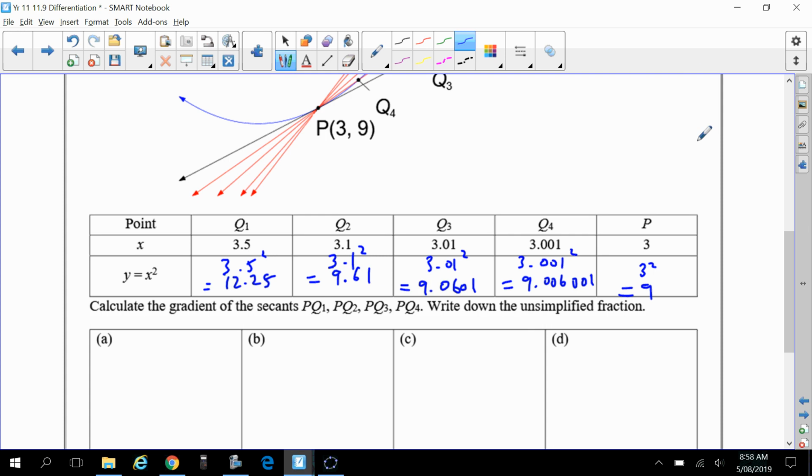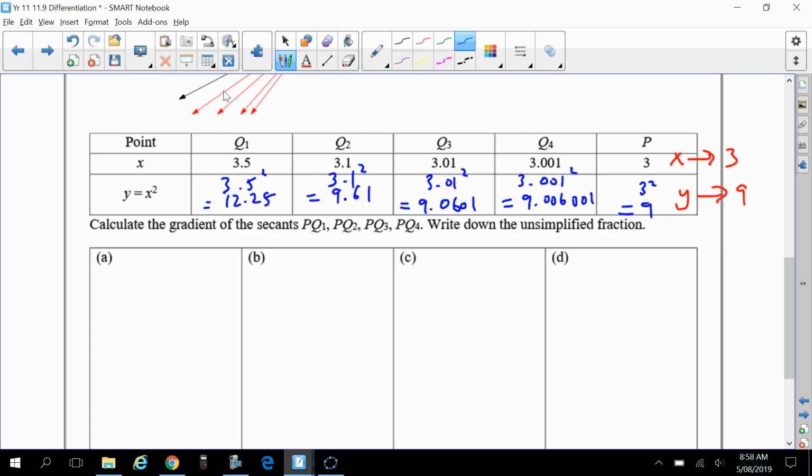As you can see, as x gets close to 3, y gets close to 9. That's very clear from the numerical calculation: as x goes to 3, y goes to 9, as expected. But that's not the point. We're going to find what the gradient tends towards, so we're going to look at these four.